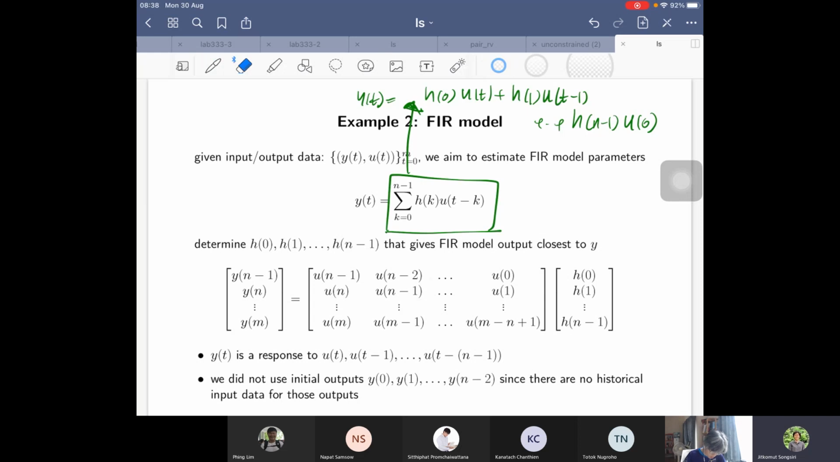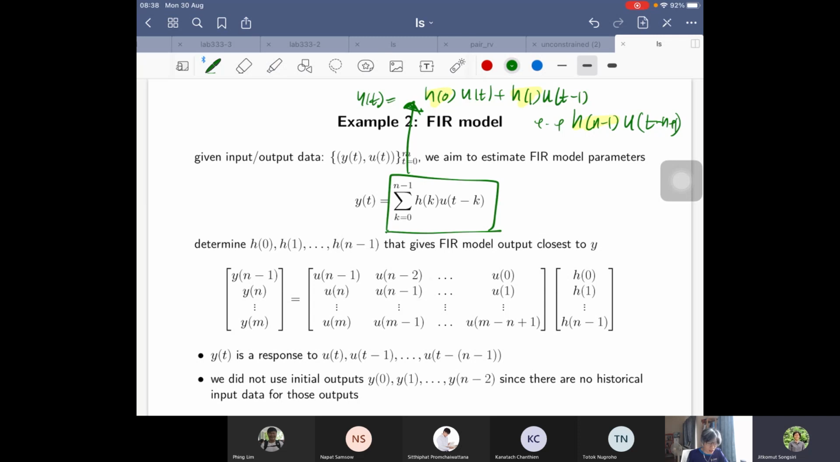No, the last term is not U0, Napat. T plus 1 minus n, T minus 1 plus n. Okay. Right? T minus... Yes, plus n. Okay. So again, you see that it's linear in all these coefficients hk.